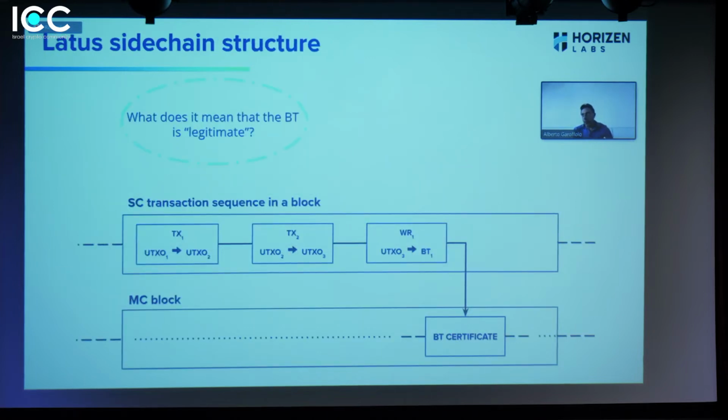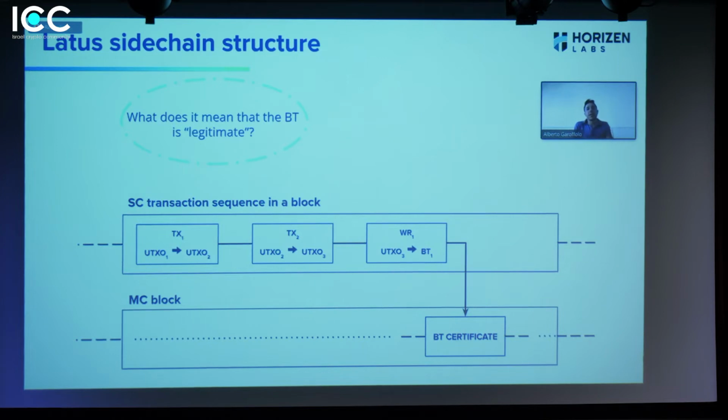Okay, now we can speak about the Latus sidechain structure. Let's see how transactions happen on the sidechain side, how they exchange coins, and then how withdrawal requests are processed and a certificate is created. Because our first goal is understanding, from the main chain perspective, what legitimate means.